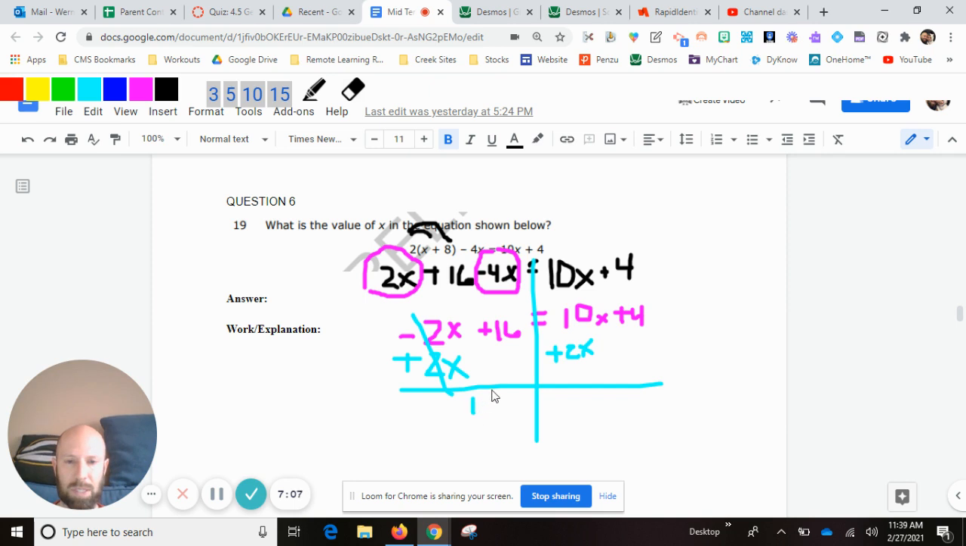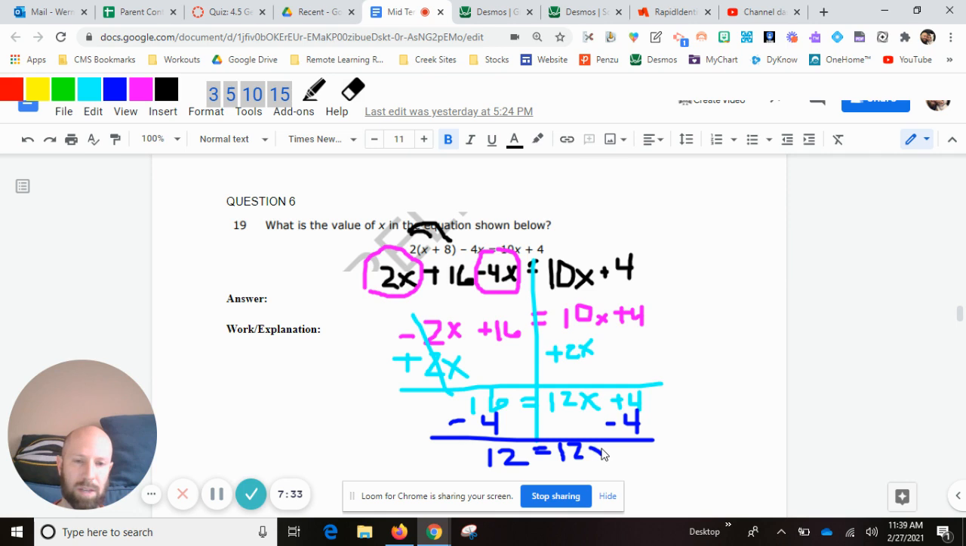So we are left with 16. 10x plus 2x is going to be 12x plus 4. Now we have all the x's on one side. We need to get all the constants on the other side. That means we need to get rid of this plus 4. So the opposite of adding 4 is subtracting 4. So we're going to do that to both sides, keep everything the same. 16 minus 4 is 12, which is nice because we have 12x on the other side.